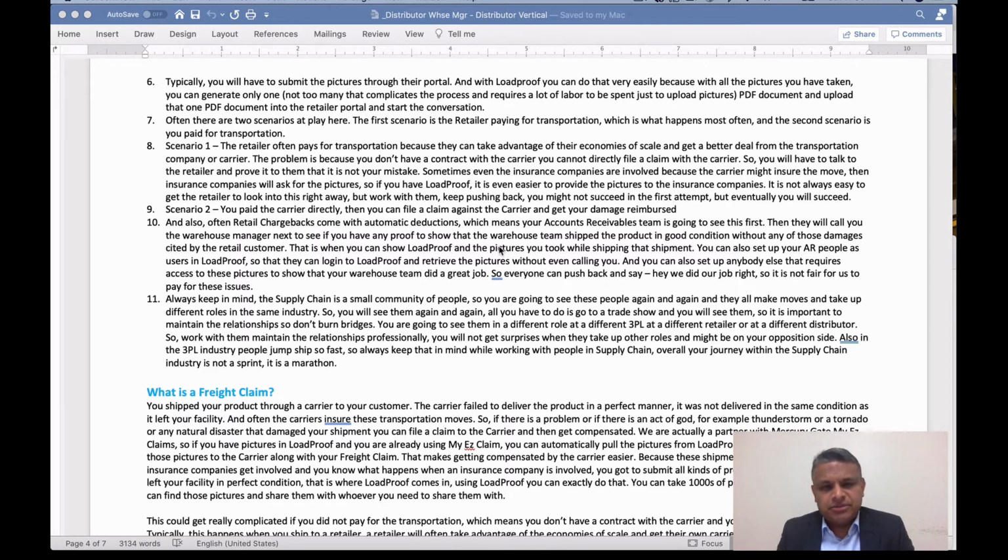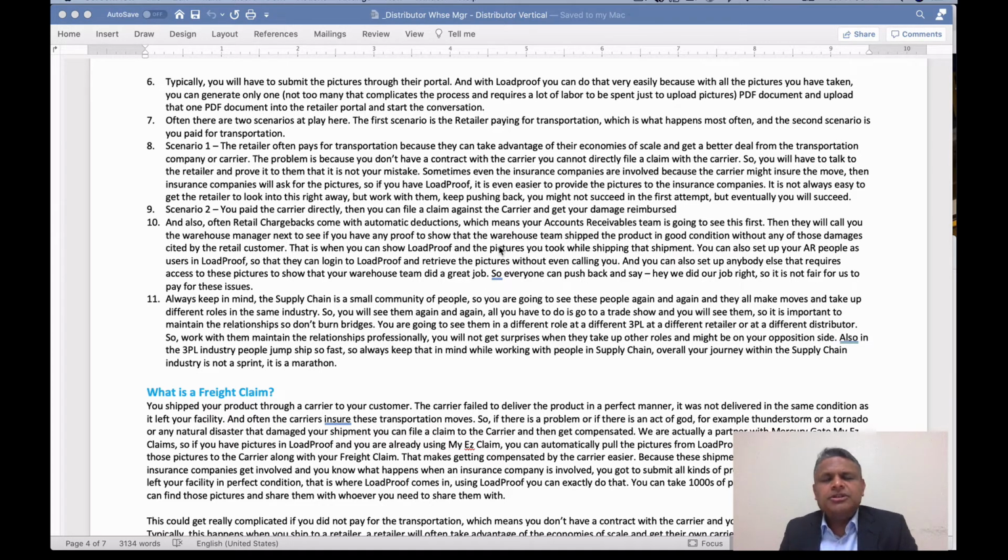Often there are two scenarios at play here. The first scenario is the retailer paying for transportation, right? Which is what happens most often. And the second scenario is you paid for transportation, right? Scenario one is the retailer often pays for transportation because they can take advantage of their economies of scale and get a better deal from the transportation company or carrier, right?